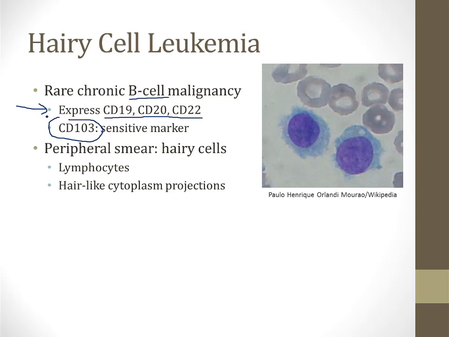The hallmark on a peripheral smear is the presence of hairy cells. I've shown an example on the screen here. These are lymphocytes which have hair-like cytoplasmic projections, giving them the appearance of hairy cells.